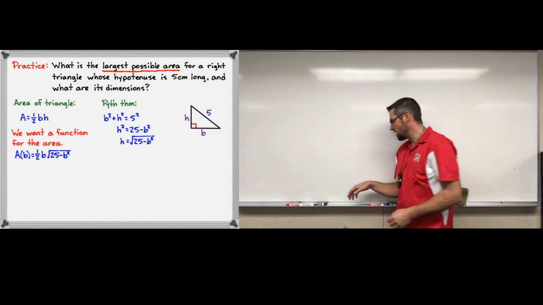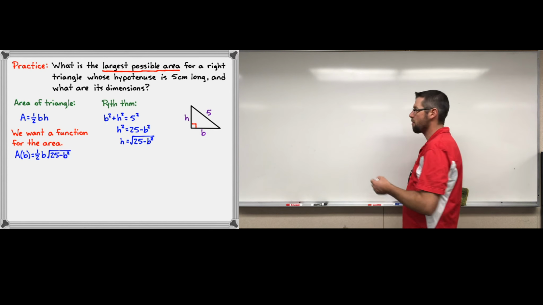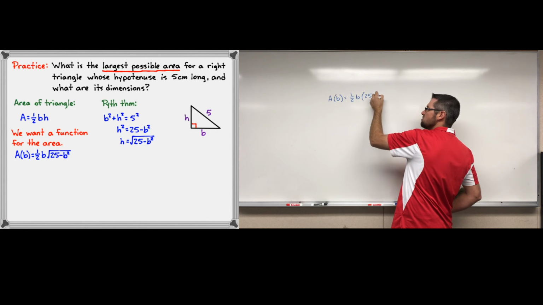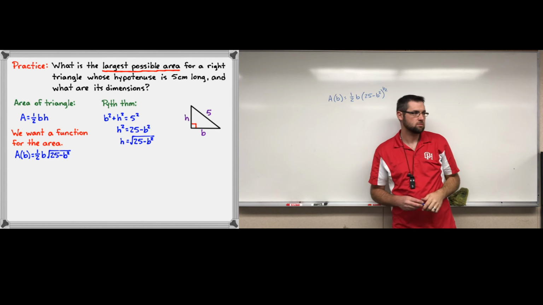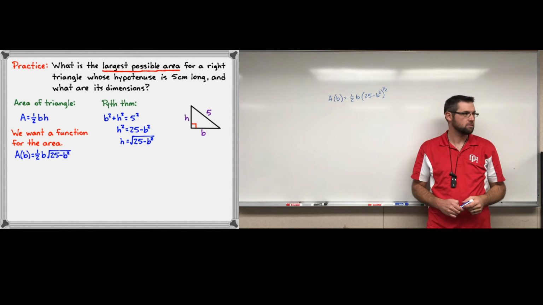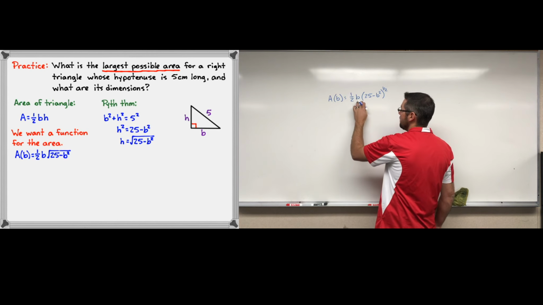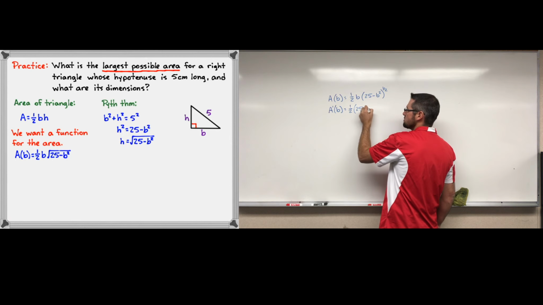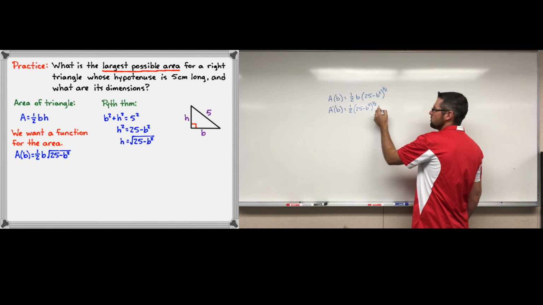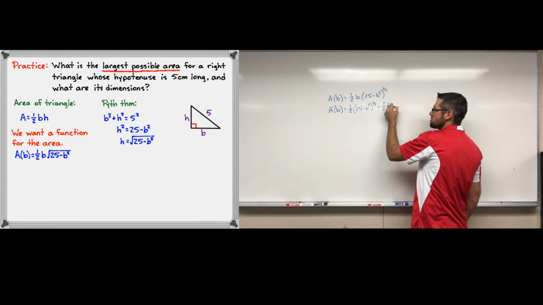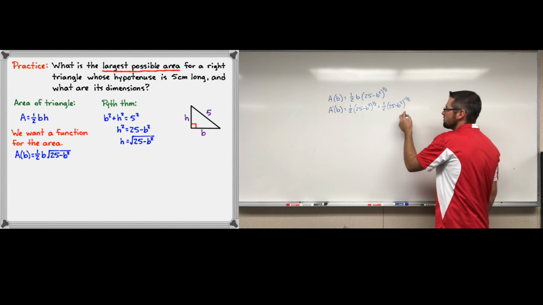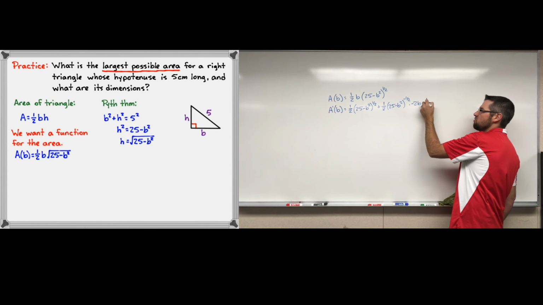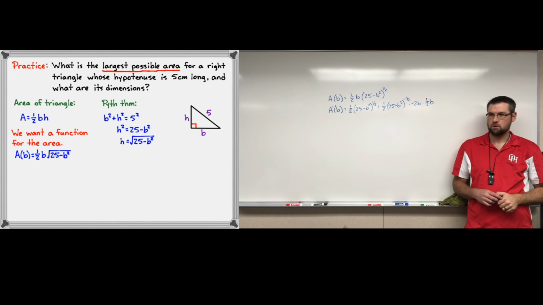How could you rewrite that so that it's simpler to take the derivative? To the 1/2. So it'd be 1/2 b times 25 minus b squared to the 1/2. And now what do you do to take the derivative? You use the product rule and chain rule. So what's the derivative of the first thing? 1/2 times the second, plus what's the derivative of the second thing? To the negative 1/2 times negative 2b times 1/2 b. Are you guys okay with that?